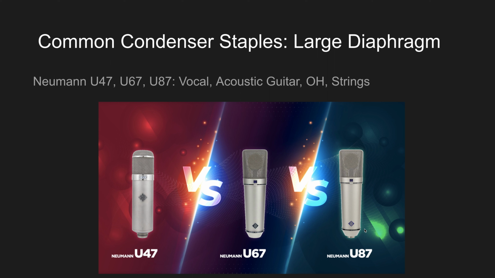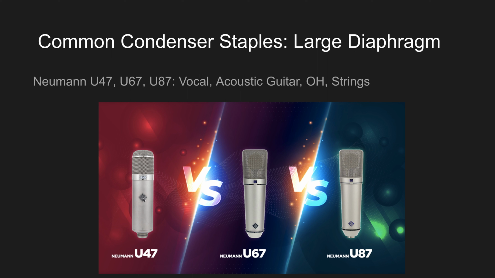they still make the U87. I don't think they make the U47 anymore, and I don't think they make the U67. But these mics are amazing for vocals. The U47 is actually a tube mic, so it has a tube in it that makes it warm and has really good high-end detail. It's just a great microphone.